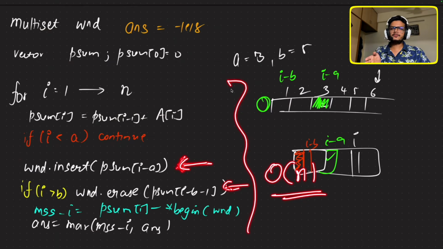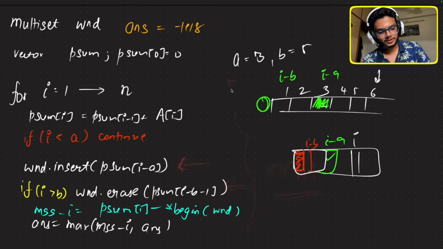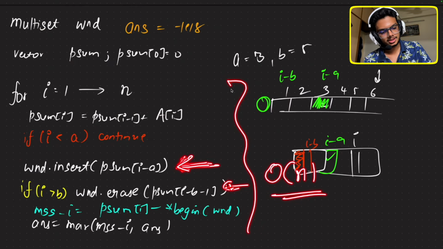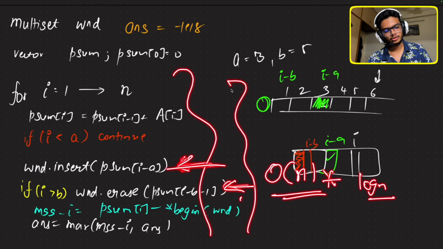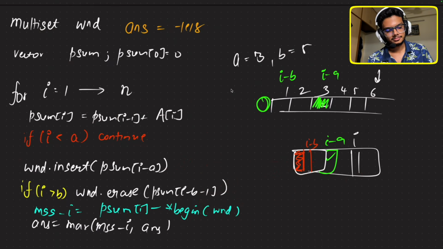So initially, we expand the window till we have at least all the prefix sums corresponding to the subarray sizes a to b, right? And afterwards, we expand, shrink, expand, shrink, expand, shrink, right? That's what we do. So we have to either do insert or erase. All in all, these map operations are what? Log n. So it's an order of n loop, and each time you are not doing more than some constant factor of log n. Begin is a constant time operation. So that's the approach.